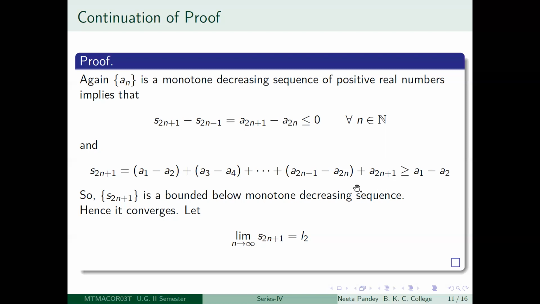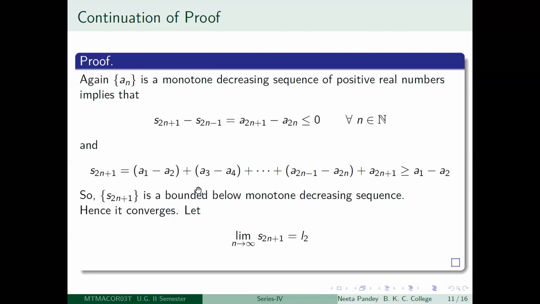And what do you know about A2n plus 1? A2n plus 1 is a positive real number. So what you are doing is you are adding positive numbers to the number A1 minus A2. Right? You should not take this one because that will depend on n. We don't want that. What we want is a lower bound, and that lower bound should be independent of n. So you look at A1 minus A2. This number is going to be greater than or equal to A1 minus A2 because all you are doing is adding some non-negative numbers to it, and this one is positive actually.